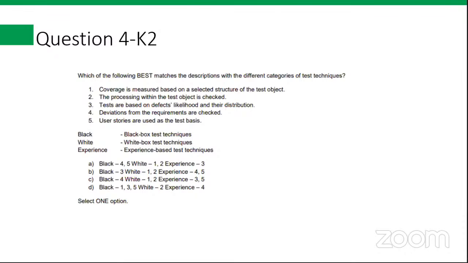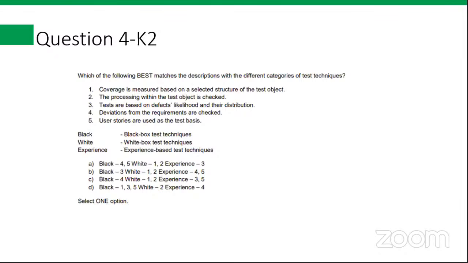So the keyword here is "within the test object." Again, they are referring to something that is present within the test object, or you can say within the application. And you are definitely looking into the application. You are not bothered about the input or the output, but you are rather bothered about what is exactly within the application. So based on that keyword "within," you should be able to understand that 2 falls under white box testing.